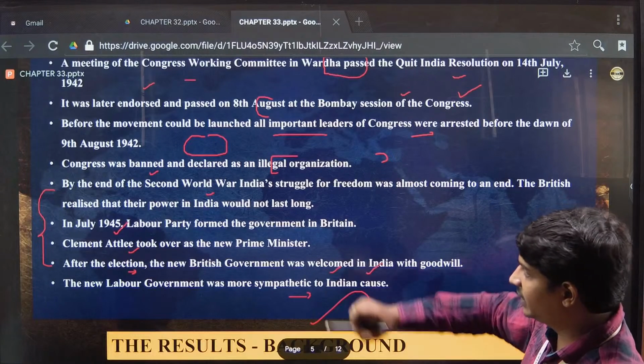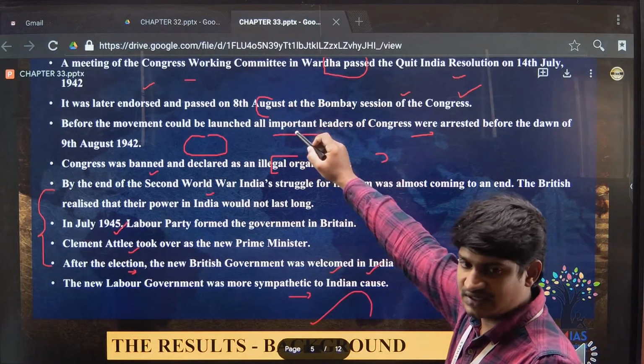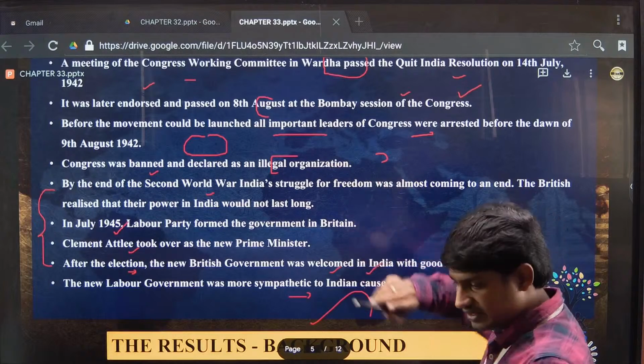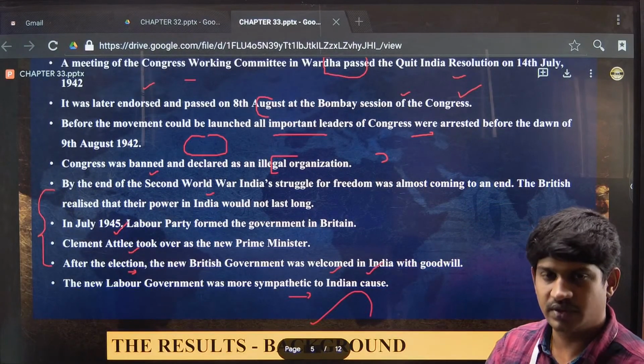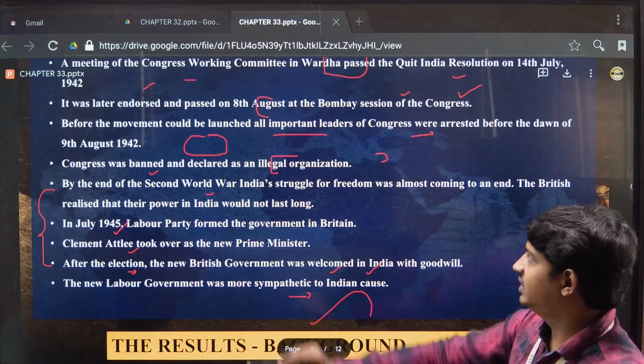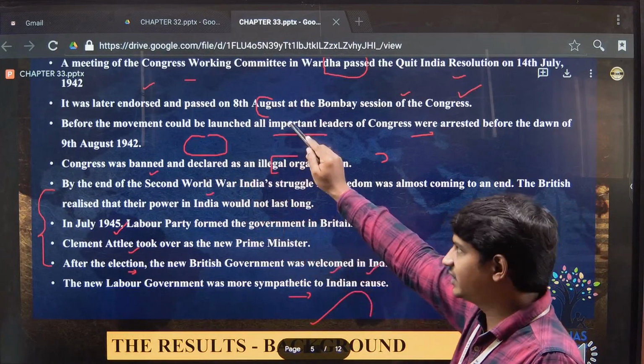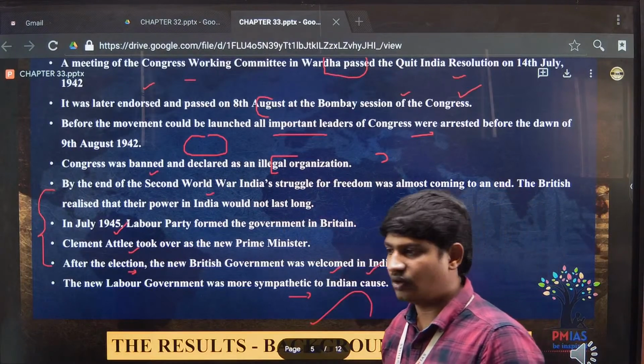So when that happened, most of the leaders were arrested, and not only arresting, they banned the Indian National Congress organization and declared it an illegal organization.